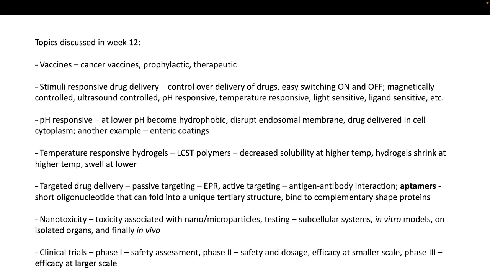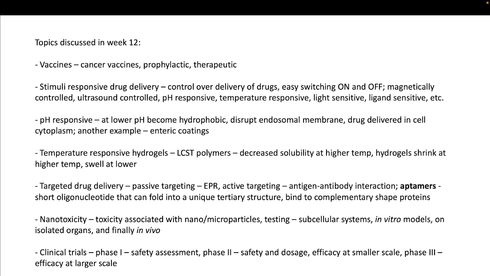A bit more about pH responsive and temperature responsive hydrogels is discussed in this week. pH responsive, as I said, one example is enteric coating. Another example can be whenever your drugs are taken up by the macrophage system, they will be taken up by phagocytosis, so the drugs will land up in the endosome. You don't want that, because once it goes into the endosome, it will fuse with the lysosome, and your drug will be degraded there. So you want the drug to be released in the cytoplasm of the macrophage cell line. What you can do is put the drug into a polymer. These are specifically chosen polymers. For example, let's say they have a lot of COOH groups, carboxylic acid groups.